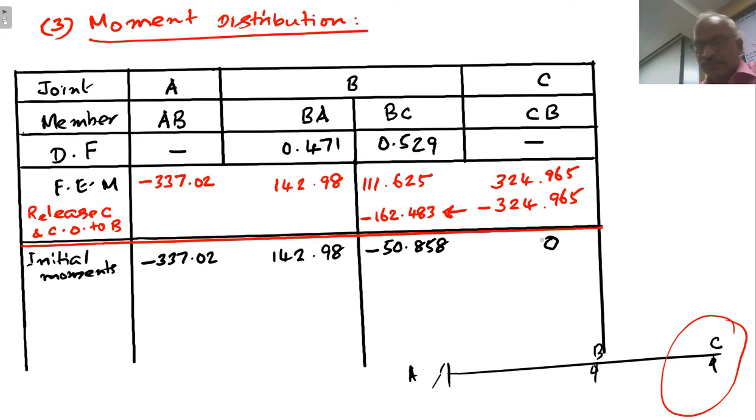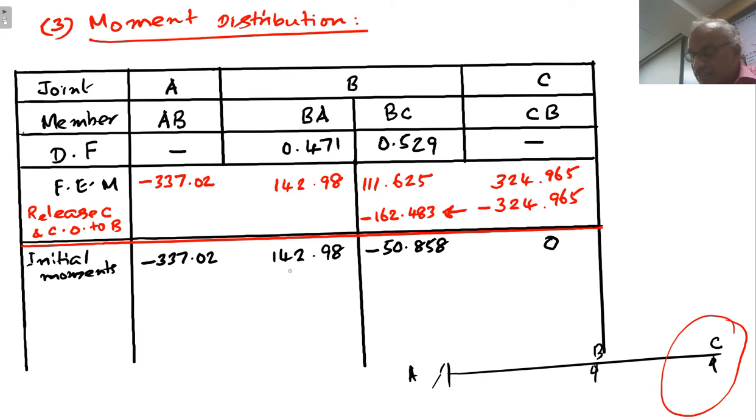Next we have to balance joint B. There is only one joint to be balanced. In B, the moments MBA and MBC must be equal and opposite. Now here it is not the case. Again it is because of our assumption only. We have assumed B to be a fixed support. Therefore it is because of our assumption only, so these two must be equal and opposite.